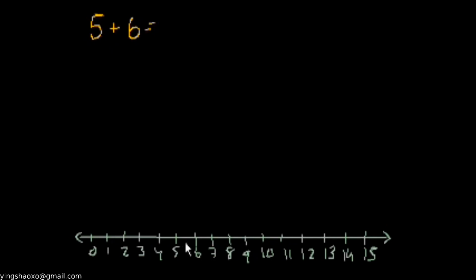Okay, let's start at the 5. We start at the 5, and we're going to add 6 to it. So we go 1, 2, 3, 4, 5, 6. We're at 11. 5 plus 6 is equal to 11. I'm going to ask you a question. What is 6 plus 5? Can you switch the 2 numbers and get the same answer?